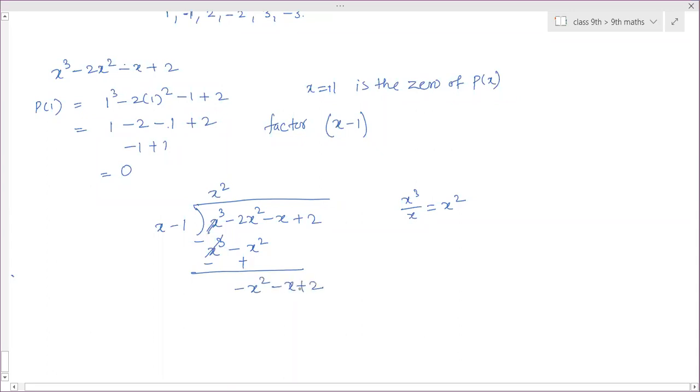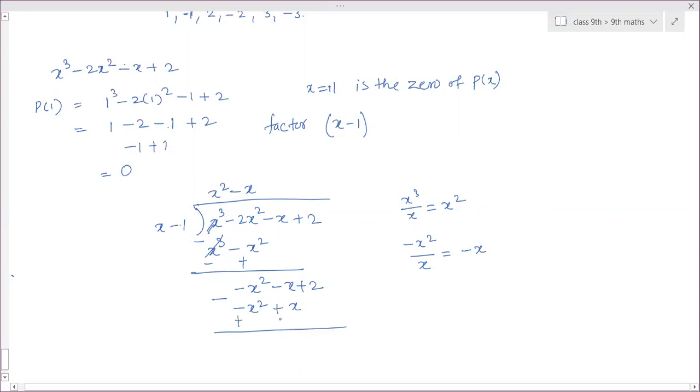Minus x plus 2. So now the next quotient is minus x square by x. This is the first term, minus x square, and the divisor's first term is x. So minus x is the quotient. Minus x into x is minus x square. Minus x into minus 1 is plus x.